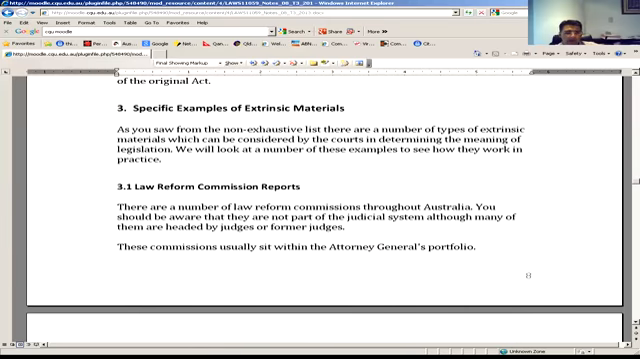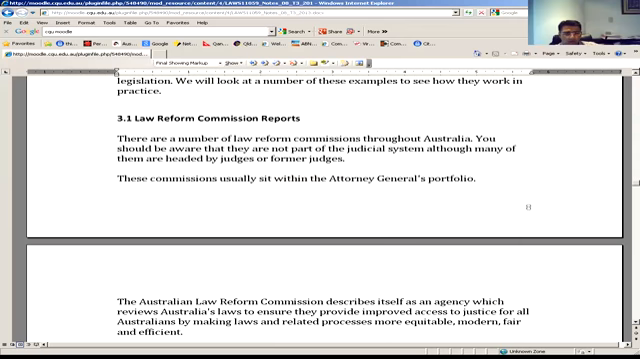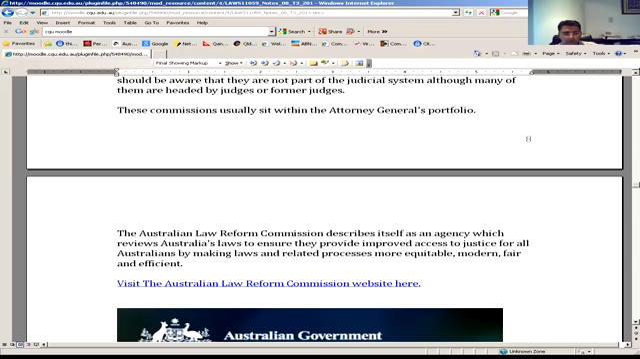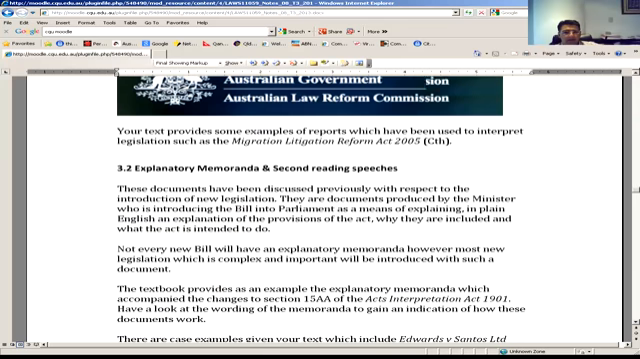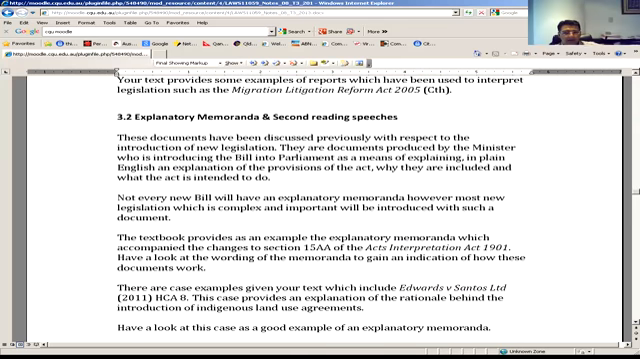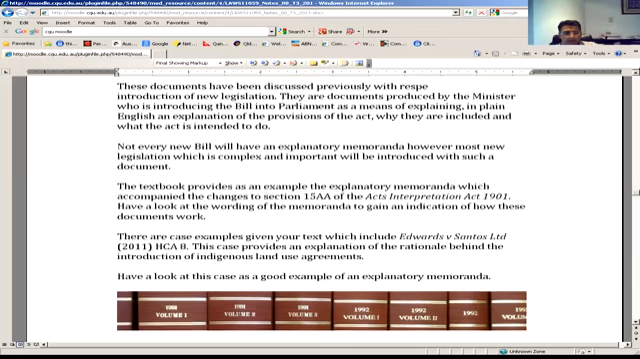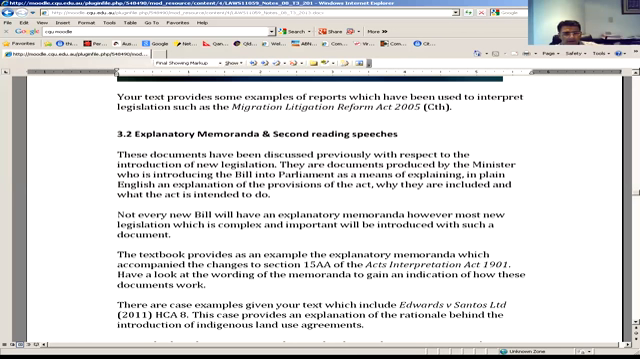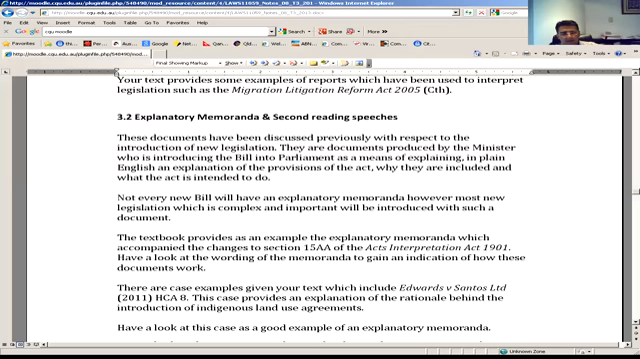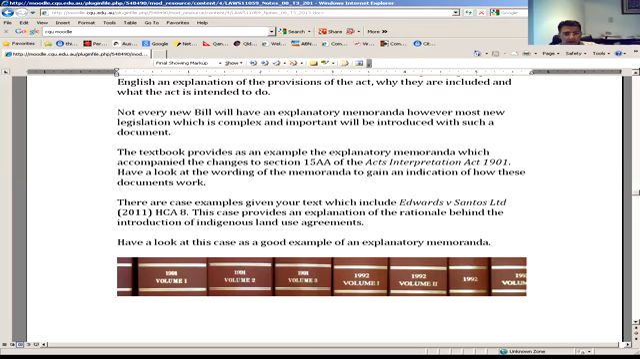So here we look at some of these different examples of extrinsic materials. Law Reform Commission reports. In Queensland, we have a Queensland Law Reform Commission. We have an Australian Law Reform Commission, and they mention it here. Explanatory memoranda and second reading speeches. We've mentioned these documents before. They are put out either by the department or by the minister. Obviously, the second reading speech is by the minister, but the explanatory memoranda I'm referring to, and they assist as to what specific sections may or may not mean.